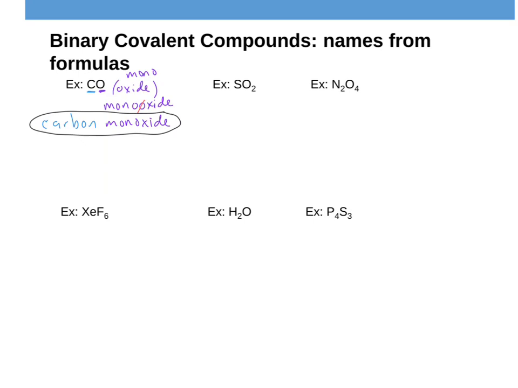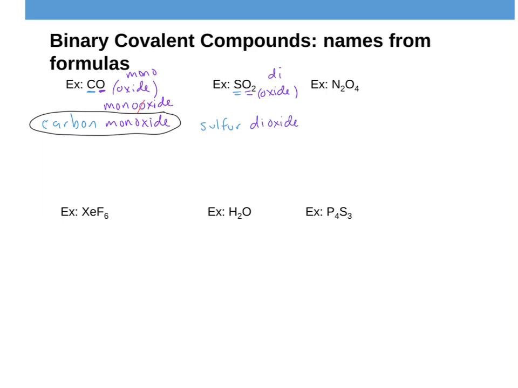Let's go to the next one. Same thing. I've got a sulfur in front. Yes, there's only 1, but I don't use mono for that. This is just sulfur. And then if I look at the second thing, it looks like I have oxygens again. So that'd be another oxide. And it looks like there's 2 of them. So I know it's di. So I get sulfur dioxide.